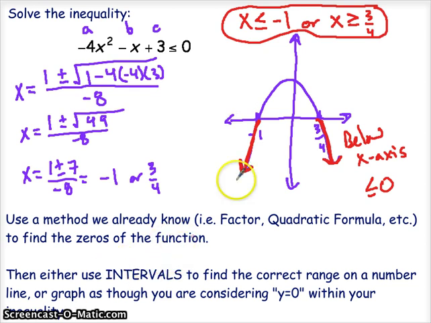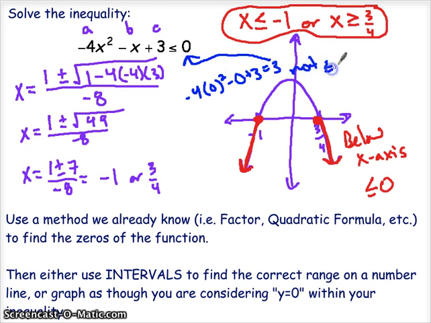Another option would be using intervals. Rather than looking at the graph, we could actually just physically plug in some numbers. Remember that those 2 points we found are the zeros, so they're where we're crossing from positive to negative or from negative to positive, which means if we plug in any point in between those two, such as 0, -4 times 0 squared minus 0 plus 3, we essentially get positive 3. And since we don't want positive numbers, everywhere in between here we're positive, which means we want everywhere that's negative. We want all those red lines.